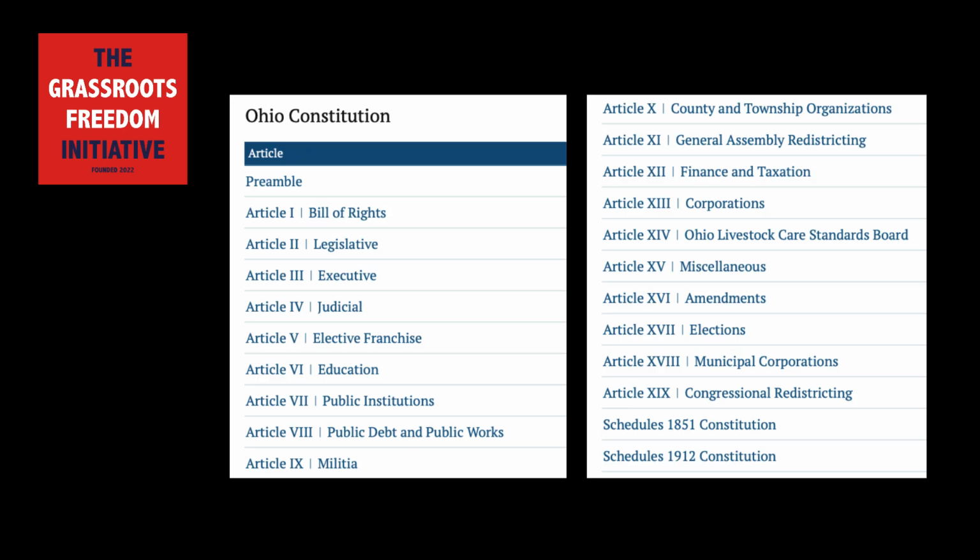Articles cover topics which include Bill of Rights, Article 1, Legislative Branch, Article 2, Executive Branch, Article 3, Judicial Branch, Article 4, Elections and Voting, Article 5, Education, Article 6, and Taxation and Finance, Article 12. The Ohio Constitution continues to evolve to address modern challenges while maintaining its foundational structure established in 1851.